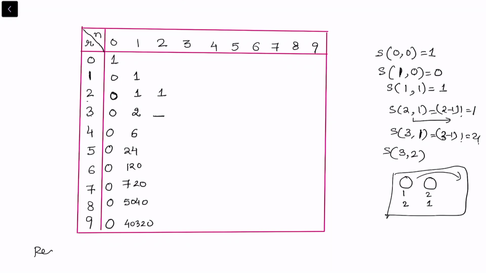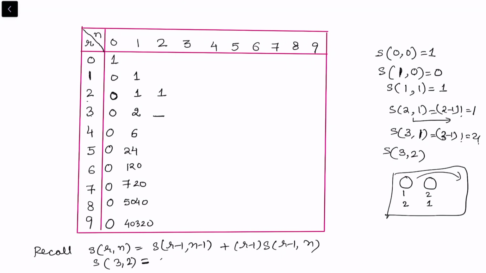So what was the recurrence relation? We recall here the recurrence relation was S(R, N) equal to S(R minus 1, N minus 1) plus (R minus 1) times S(R minus 1, N). And if I want to calculate here 3, 2, this value is S(3 minus 1, that is 2, and then N becomes 1) plus here we get 2 times S(2, 2).